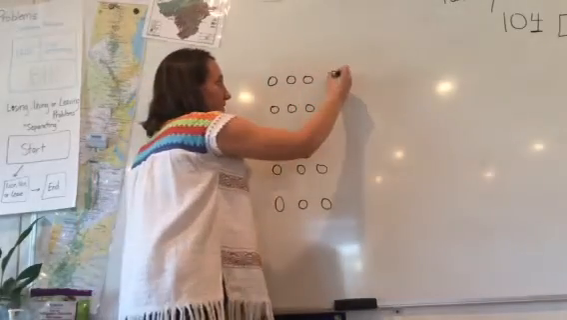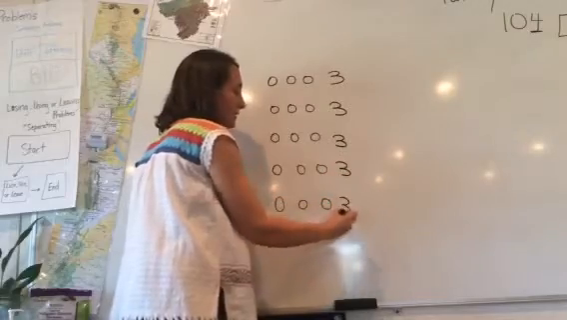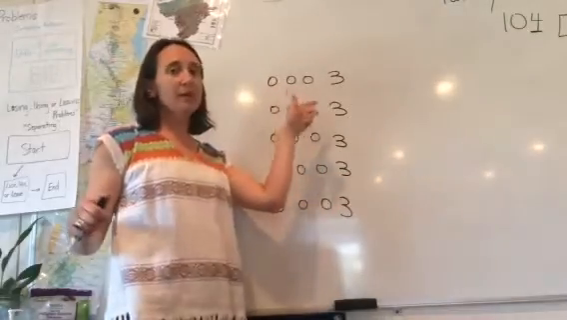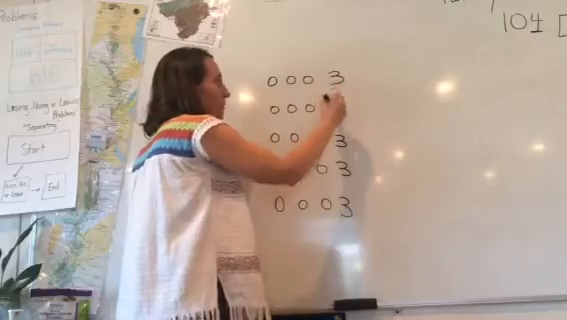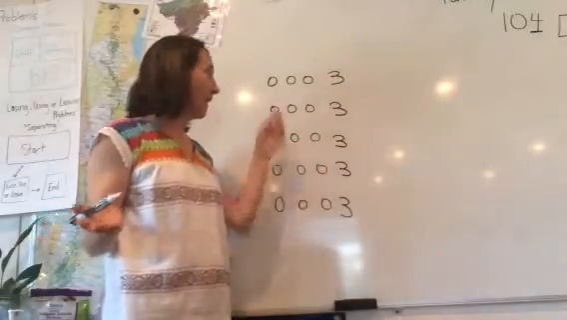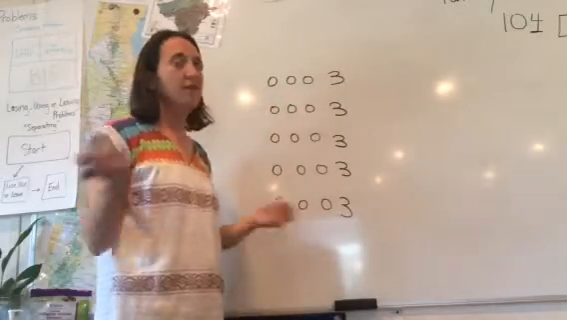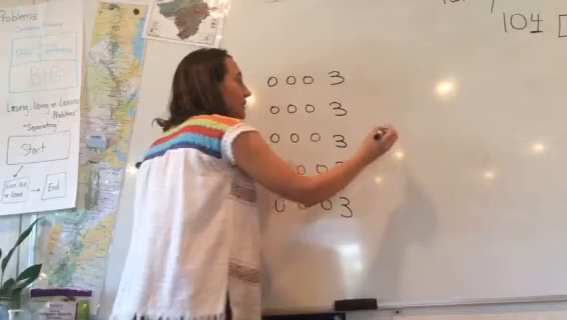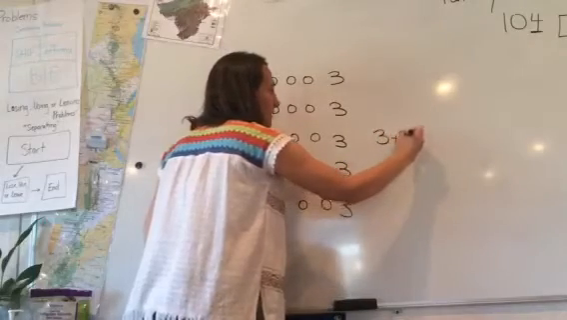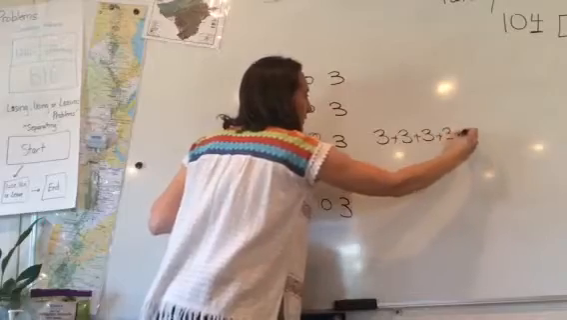And we can see that this is 3, this is 3, this is 3, this is 3, and this is 3. And so we could repeatedly just add 3 plus 3 plus 3 plus 3 plus 3. And when we get that, as we count 3, 6, 9, 12, 15, we would get 15. And so we can write an equation where we said 3 plus 3 plus 3 plus 3 plus 3.